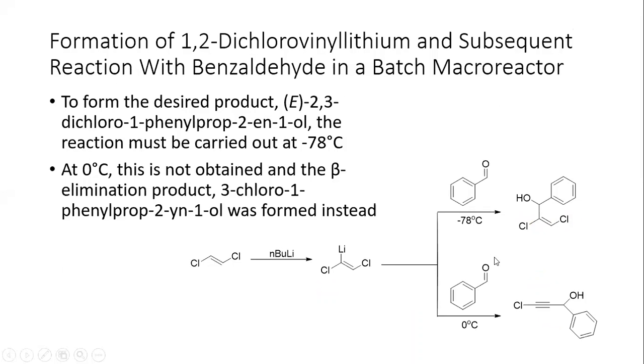Before we get into the flow microreactor system, let's first look at this reaction in traditional batch chemistry. Using benzaldehyde as our electrophile, we can see that to form the desired alkene product, the reaction must be carried out at -78°C. To confirm this, we know that if the reaction is carried out at 0°C, no alkene product is formed, as the competing beta elimination reaction prevails and the alkyne product is formed instead.